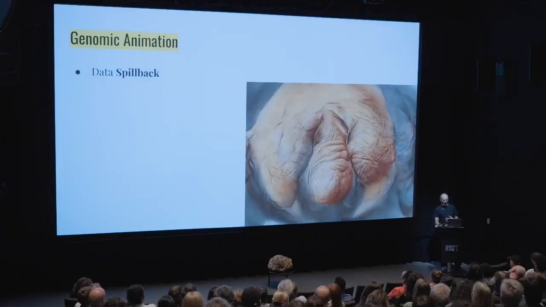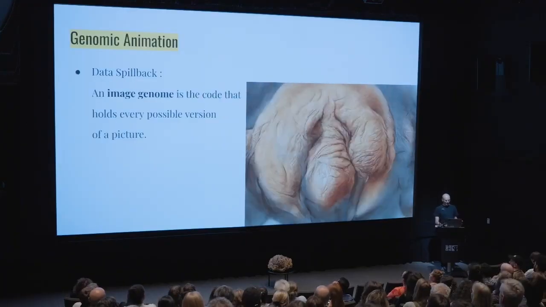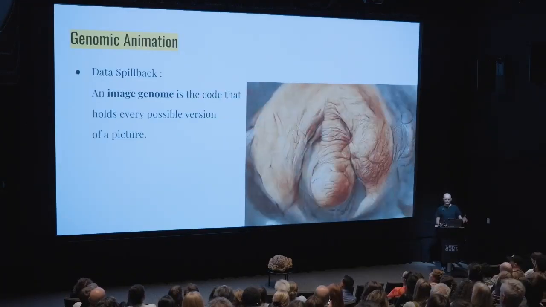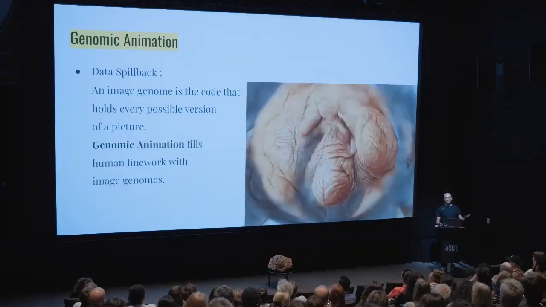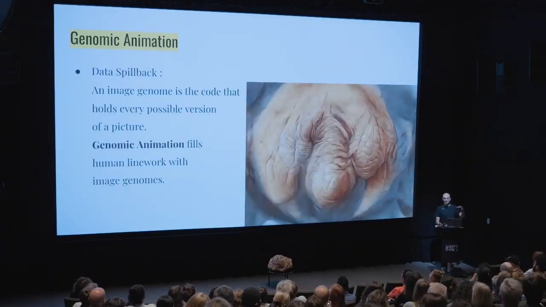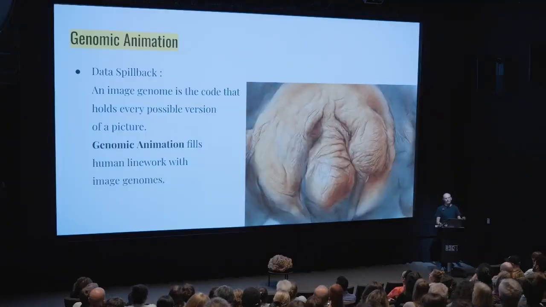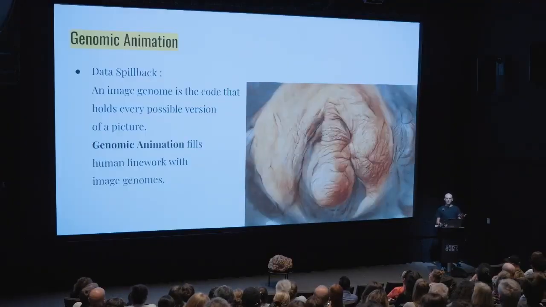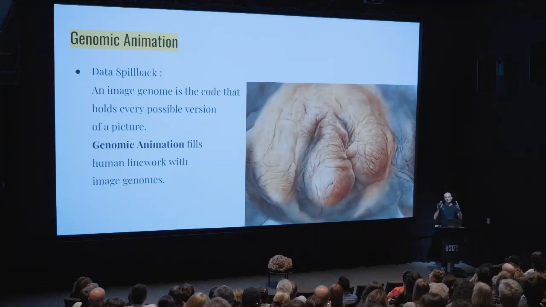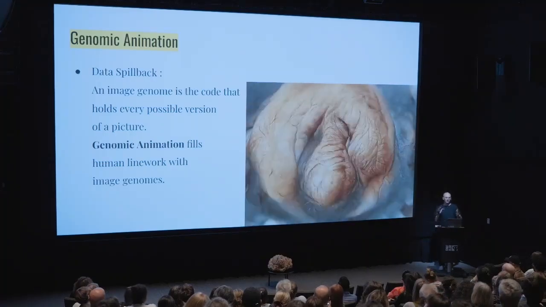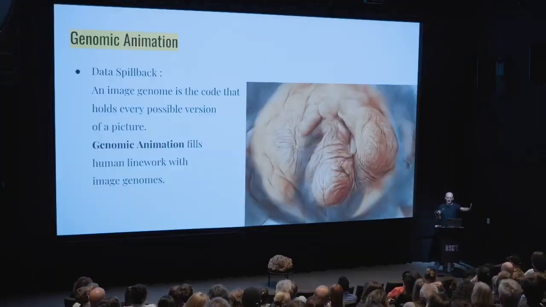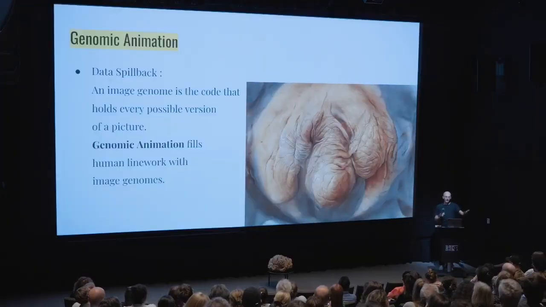When you look at data spillback, the idea of an image genome, that is a code that holds every possible version of a picture. And genomic animation fills human line work with image genomes, right? So it's basically using the drawings, but it's also injecting it with something like an image genome to reduce that space for the collaboration to work. You reduce the margin of error between what you're doing and what is being seen as a tool, to be able to be understood by your audience.